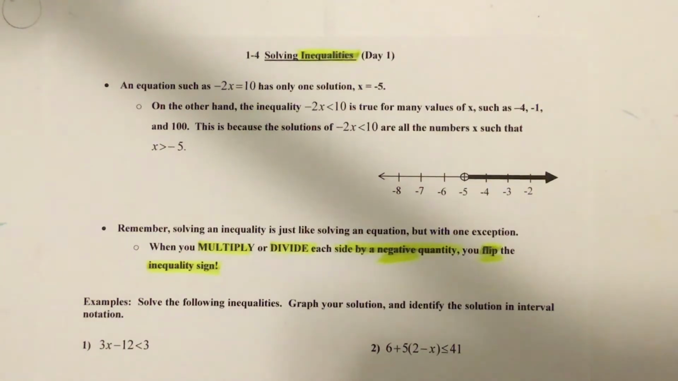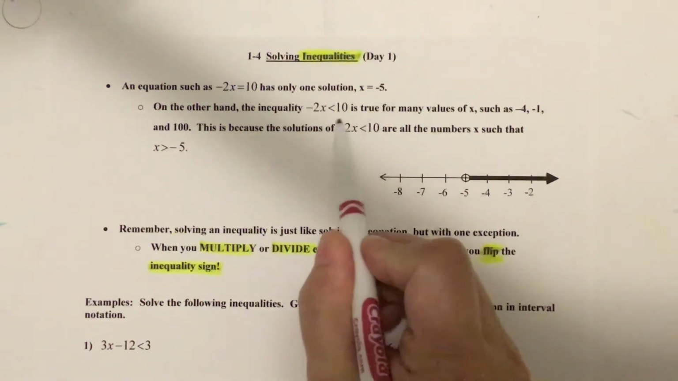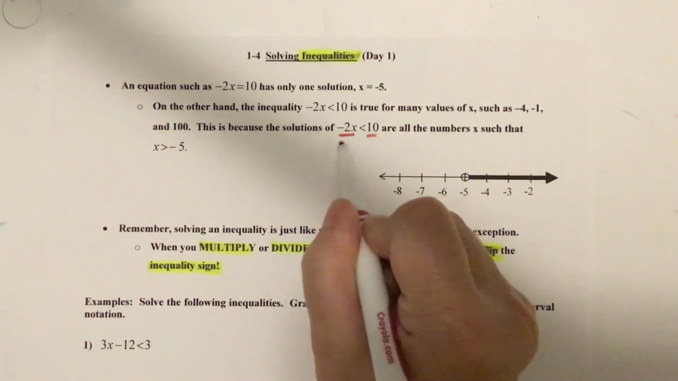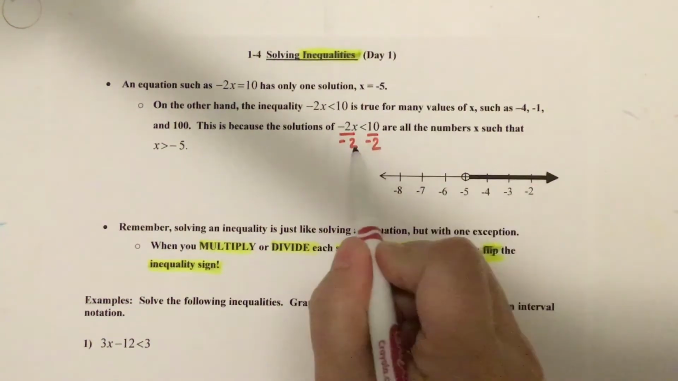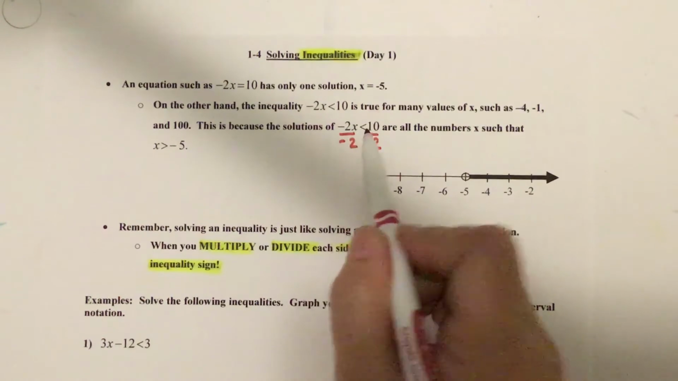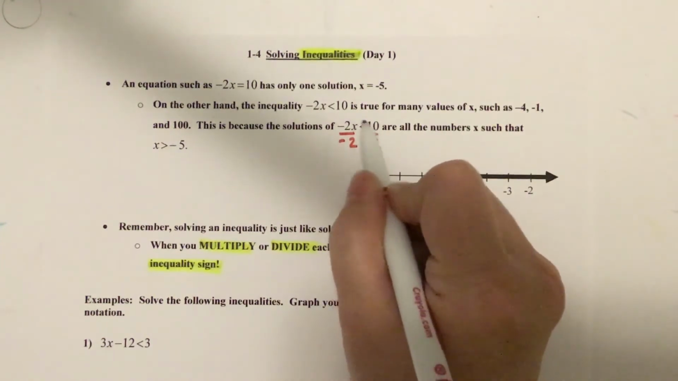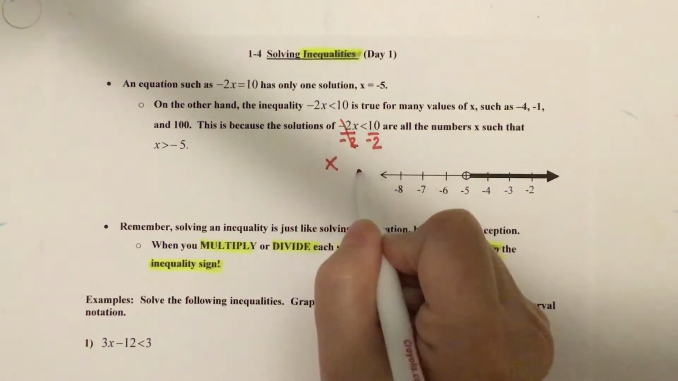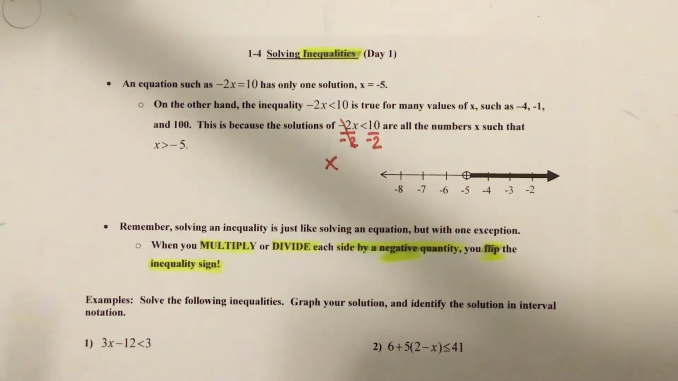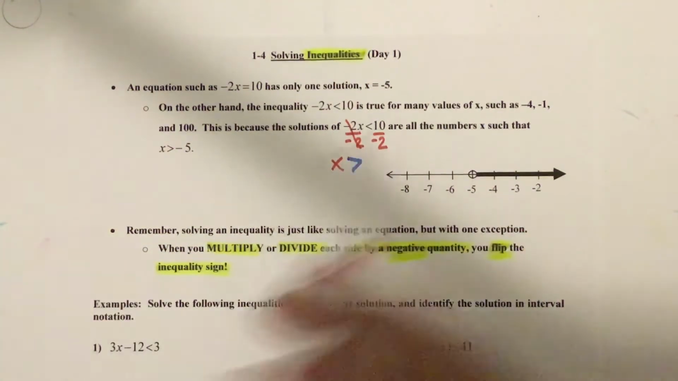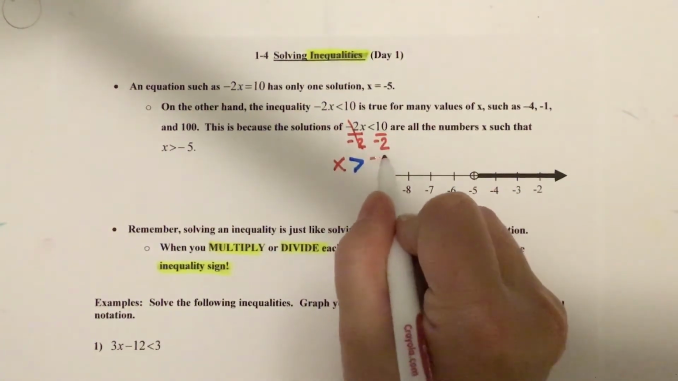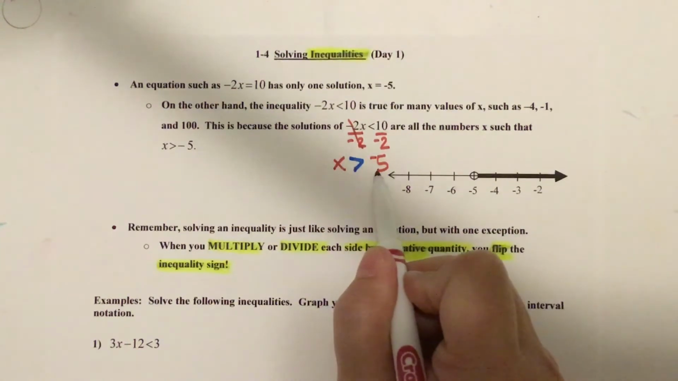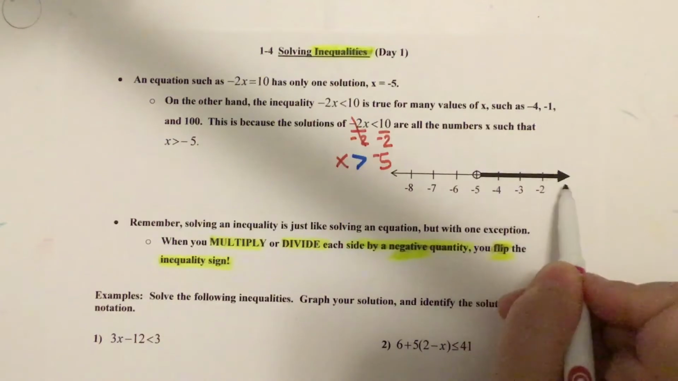So looking at this little example up here, if I was to solve this equation for x, I would need to get rid of the negative 2 by dividing by it. But because I'm dividing by a negative number, this inequality sign will flip. So this makes a positive 1. I flip my sign, and 10 divided by negative 2 makes negative 5. And then now it says x is greater than negative 5. So open circle, shade right.